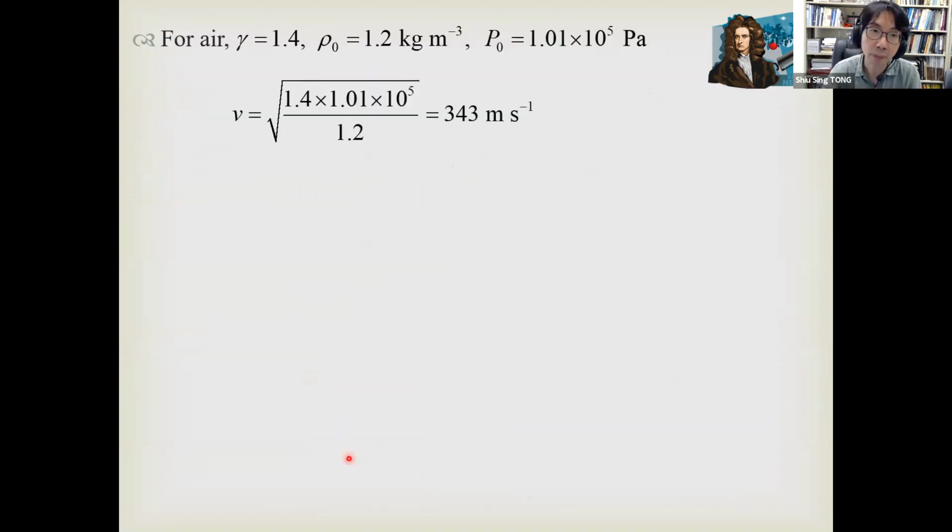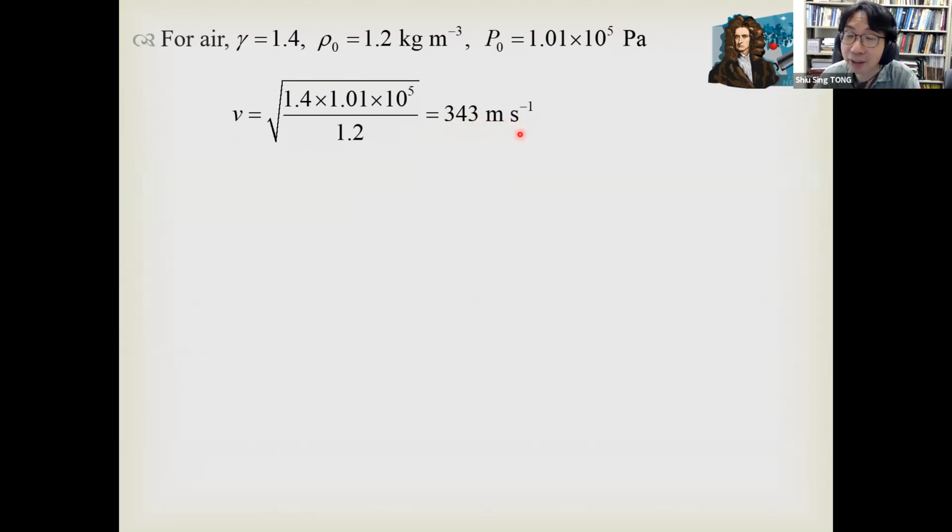Now, here is the example. If we take gamma equal to 1.4 for air, because air is diatomic, the density of air at sea level is 1.2 kilogram per meter cubed, and the standard atmospheric pressure of air is 1.01 times 10 to the power 5 Pascal. If we put all these values into the equation, then we get a speed of sound of 343 meters per second, which is exactly the value.